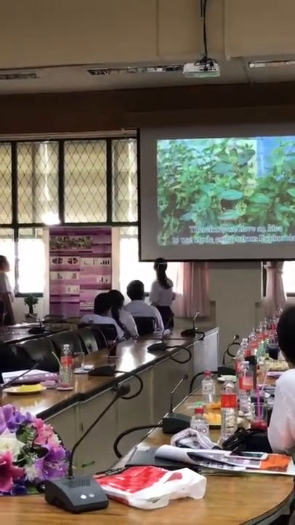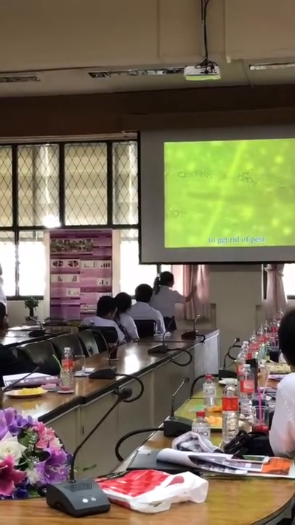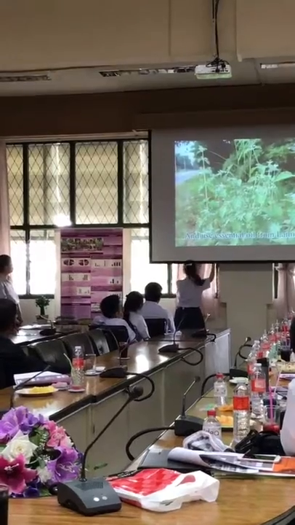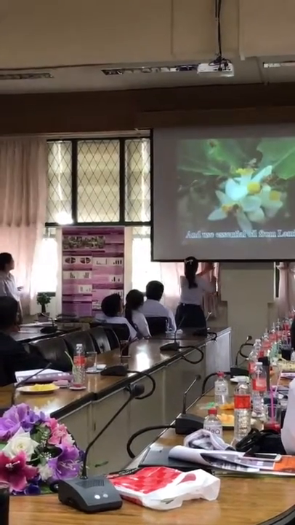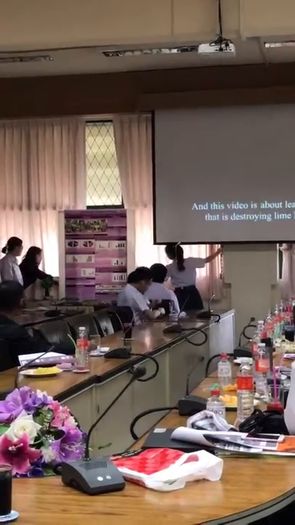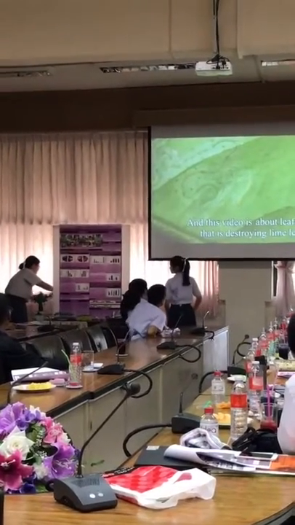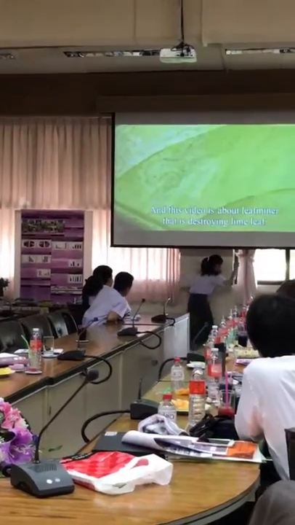Therefore, we have an idea to use good extracts from euphorbium to get rid of pests and use the essential oil from lime seed to increase our product of lambs. And this video is about leaf farming that is destroying lambs' leaf.